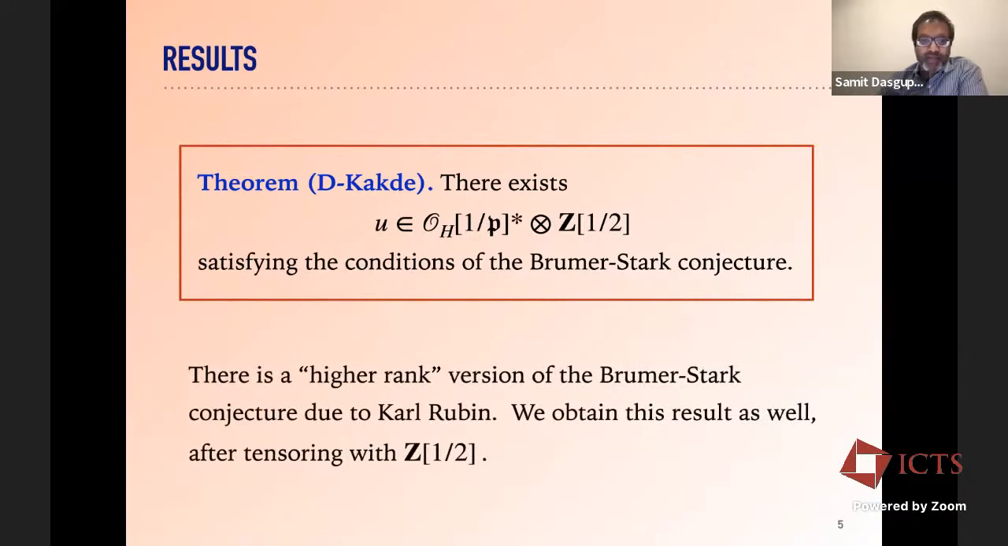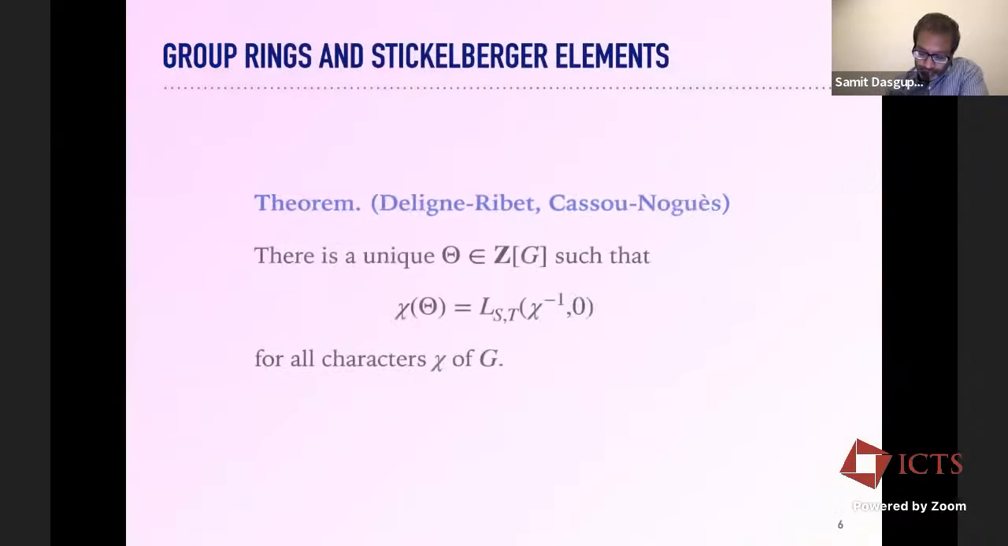I just want to mention as I move forward that there's a higher rank version of the Brumer-Stark conjecture. So I've talked about the existence of one unit, related to these L functions. When you have one prime P that splits completely, there's a conjecture due to Rubin, which says if you have R primes P that split completely, then there should be R units. And there's a more fancy regulator. It's still made out of p-adic valuations, but there's a higher rank version, and we obtained that one also when you tensor with Z[1/2].